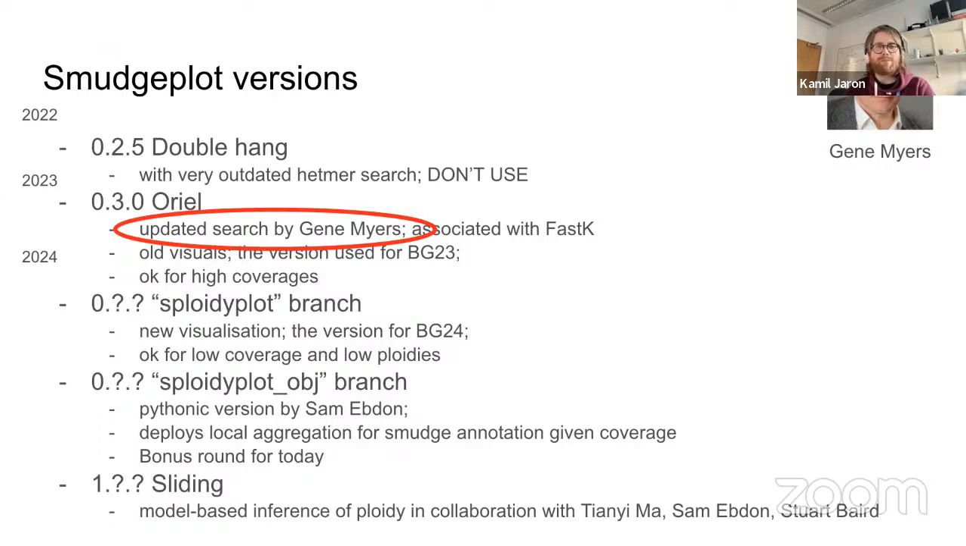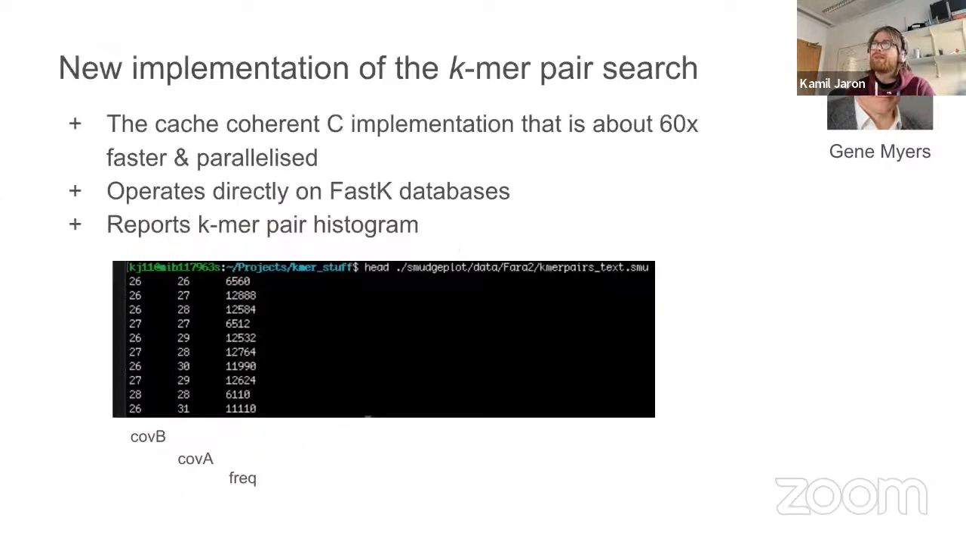and that's the one that was actually presented in BG23. The new implementation is cache coherent. It's 6 times faster, fully parallelized.